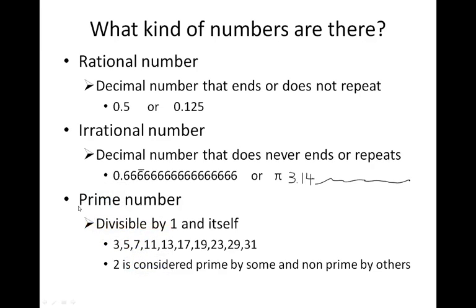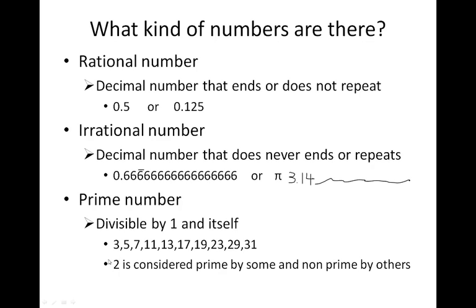The next type of number that we're going to talk about is a prime number. A prime number is simply a number that is divisible by 1 and itself. And it has to be greater than 1 as well. We're not talking about greater than, less than symbols yet. That's later on in this presentation. But it's divisible by 1 and itself. It can't be 1. So the first couple of prime numbers are 3, 5, 7, 11, 13, 17, 19, 23, 29, and 31.